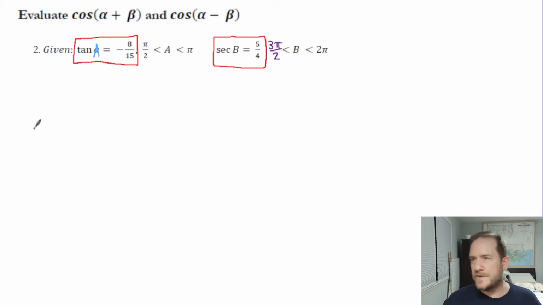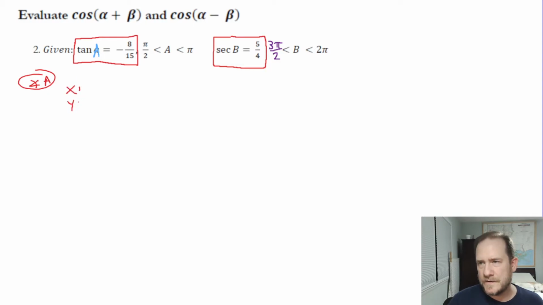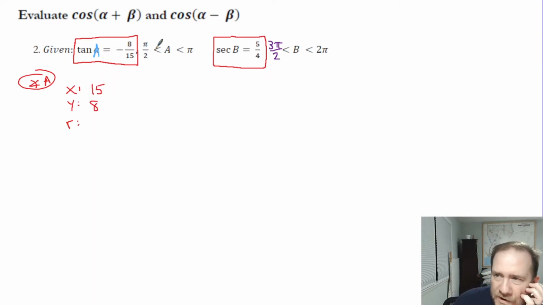But we know that for angle A, we have an x and a y and an r. They gave us tangent. Tangent's y over x. So the y is 8 and the x is 15. And as far as who's negative, it depends on what quadrant we're in. But if we're between 90 and 180, then again we're in quadrant 2. And in quadrant 2, x's are negative, y's are positive.